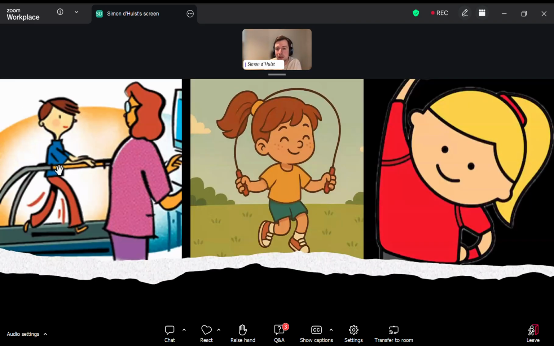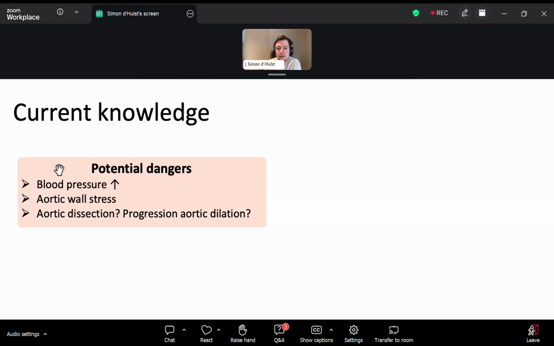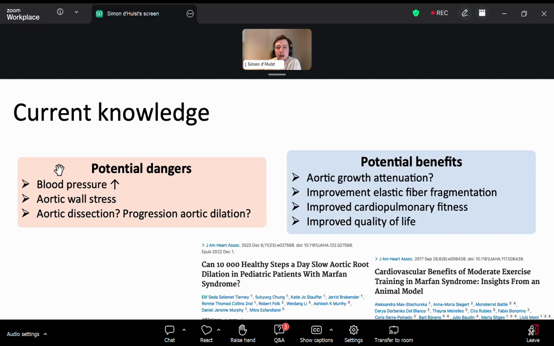To finish, I wanted to spend a short time on exercise recommendations. Historically, clinicians have always been very careful with exercise in aortopathies, since exercise raises blood pressure and may raise aortic wall stress as well. However, recent data in both humans and mouse studies have shown that moderate exercise may actually improve aortic disease, as well as improve the fitness and quality of life in our patients with aortopathy.